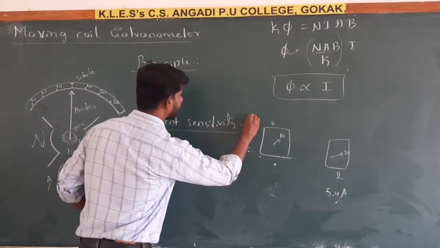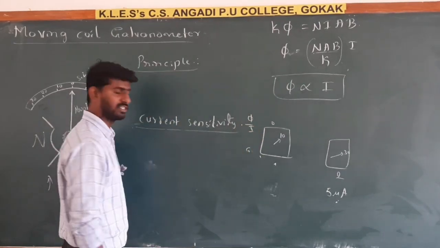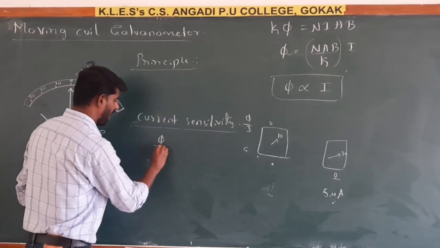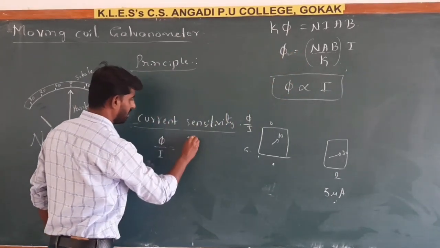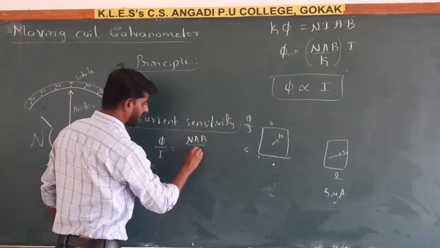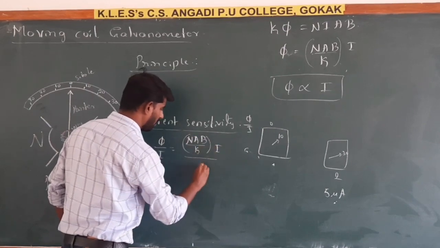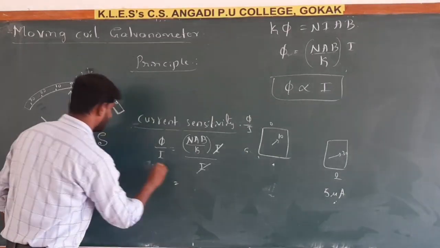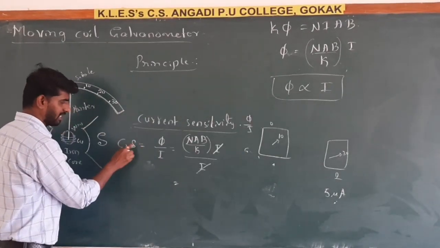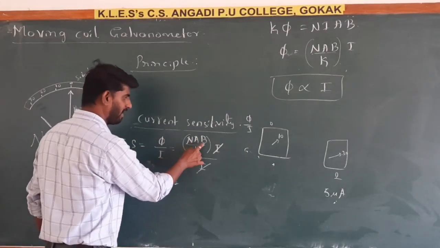I can write this as phi by I. So phi divided by I. We know the value of phi. This is N A B divided by K into I, whole divided by I. So this I and this I cancel. So the remaining term is the current sensitivity. See here, current sensitivity is equal to phi by I.